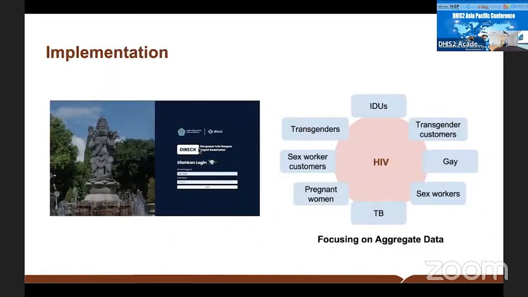So for the implementation, this is the aggregate data that focuses on the key populations we identified. Maybe Surab, in the previous presentation, mentioned the key populations. In Indonesia, we have around eight key populations, including transgender customers, sex workers, TB, pregnant women, and transgender people, to be connected to each other and provide the visualization to the stakeholders.